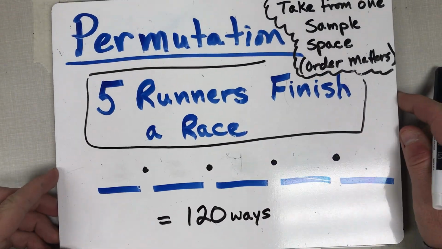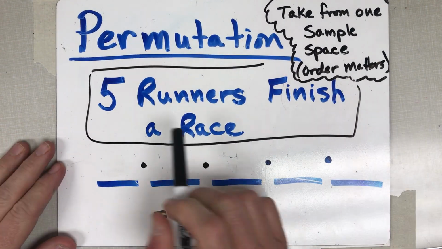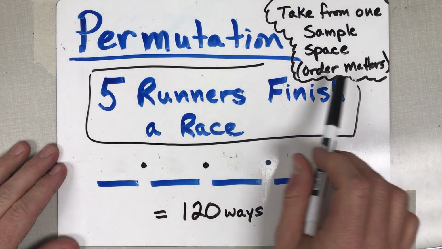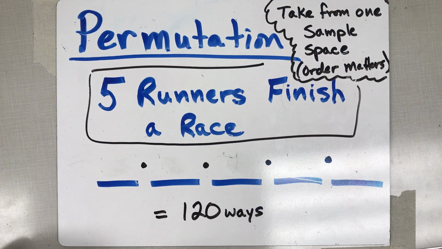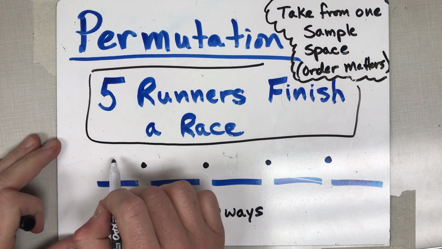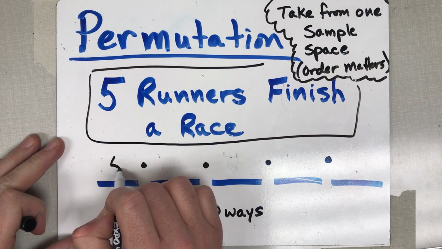Now, what if we only had 1 sample space to choose from? That's where we're going to use the idea of permutations. Permutations means if we have 1 set of runners that are going to run a race, and they're all going to come in different places in the race. So if I have, in this case right here, how many choices of people could finish the first spot in the race? Well, that'd be 5.